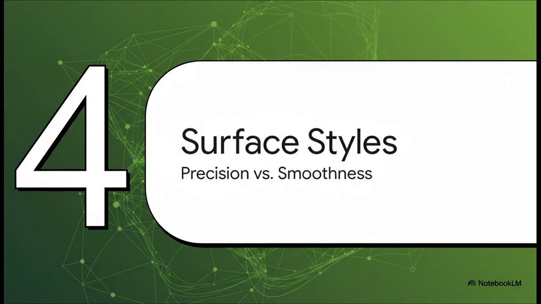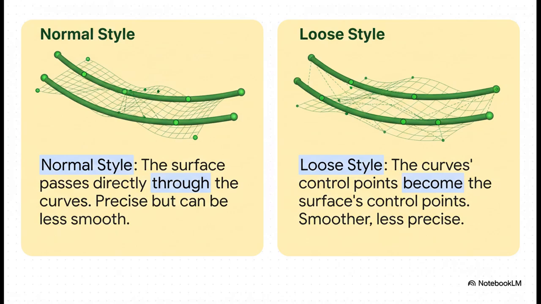Okay, so once you've gotten the hang of that and your lofts are coming out clean, it's time to add a little finesse. Because the loft component isn't just a one-trick pony. It actually gives you options to control the whole character of your final surface. And this really highlights an important trade-off you get to make. The default style, normal, is super precise. The final surface will pass exactly through your input curves, guaranteed.